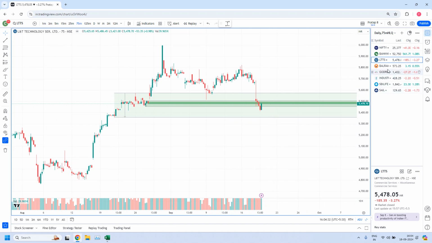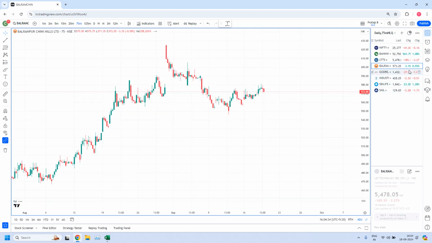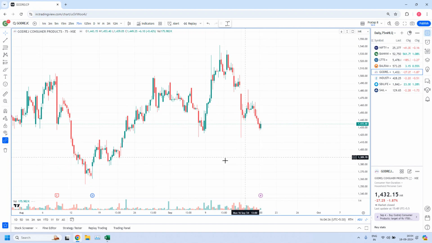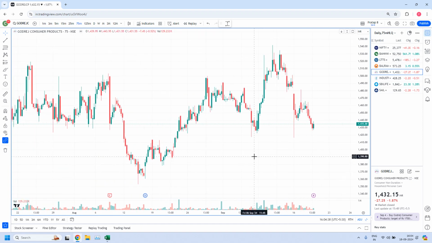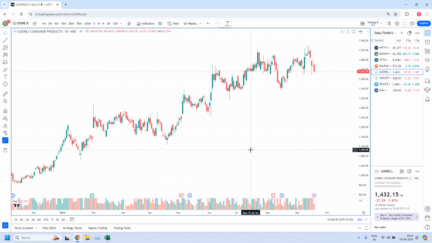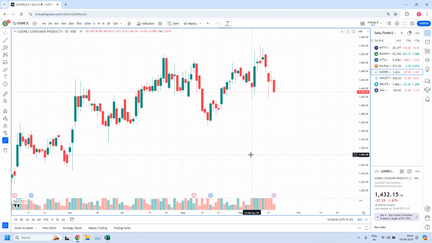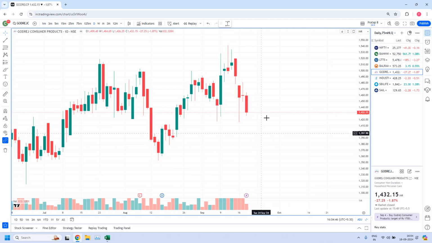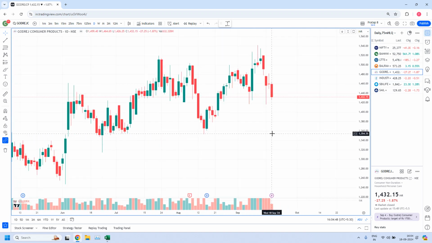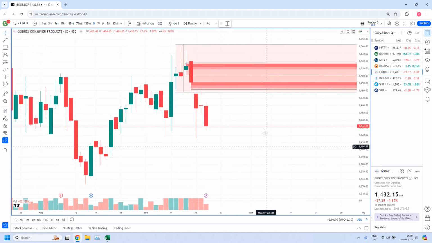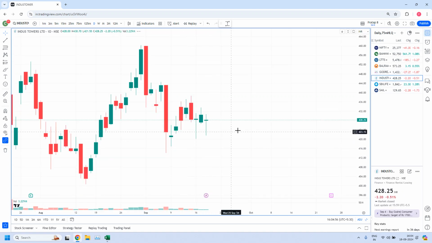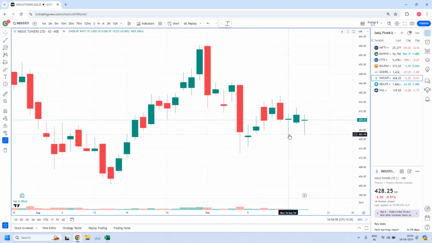And the remaining stocks, how we fine-tuned them, I already explained in yesterday's HLQ analysis video. Please refer to that video. This is Godrej Consumer Products. This is a daily high liquidity supply zone. Yesterday I explained how we fine-tuned this zone. And today we didn't get a trade opportunity. This is today's candle. Next one is Indus Towers. Indus Towers, yesterday we discussed. We also got an aggressive trade yesterday.